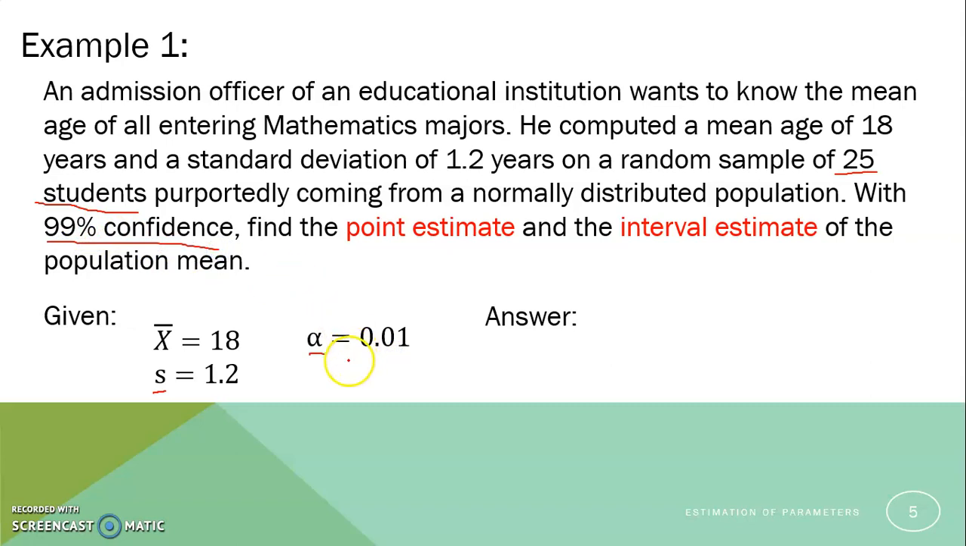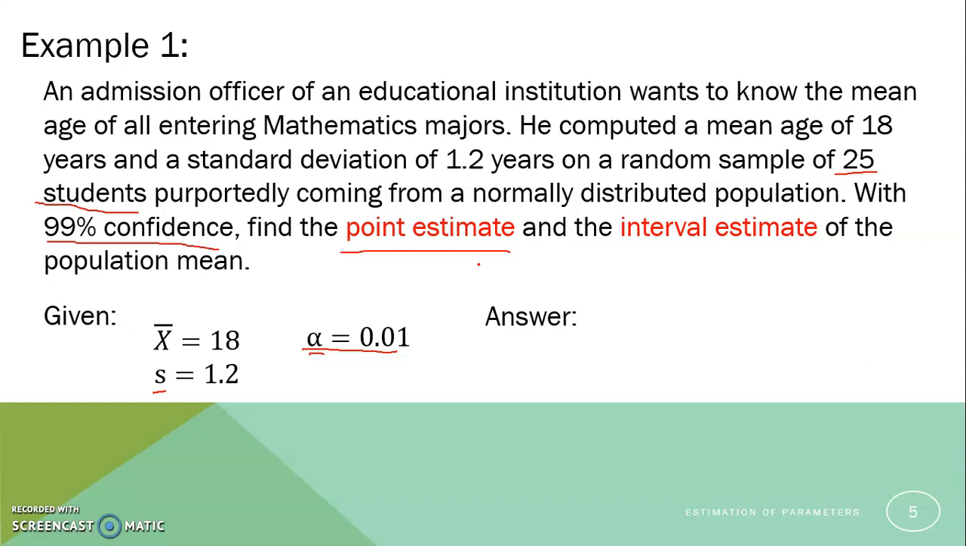Subtract lang nato si 1 by 0.99 so we obtain the alpha. Okay, first let's answer ang una niyang pangutana. Find the point estimate. Kung atong balikan tong sampling distribution nato, if naka-remember pa mo sa iyang property nga ang mean sa sampling distribution is equal to the population mean.